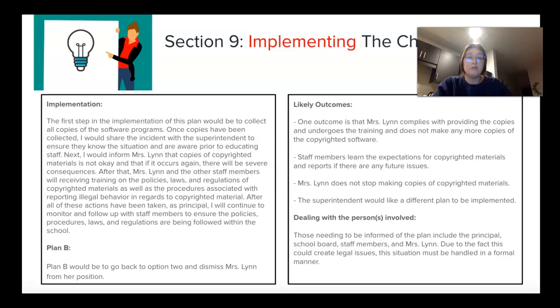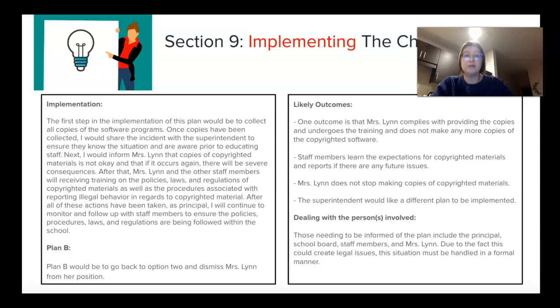If Plan A, this plan, does not work, Plan B would be implemented, which would be to go back to option 2 and dismiss Mrs. Lynn from her position, but continue to share that training with other staff members.